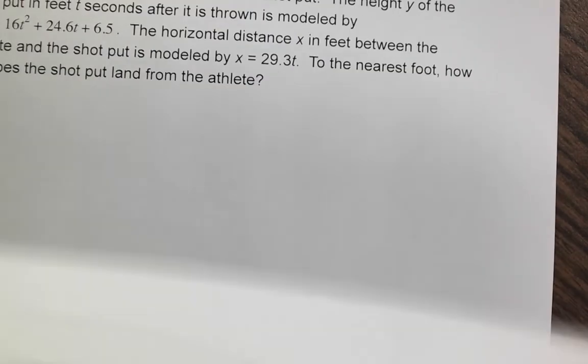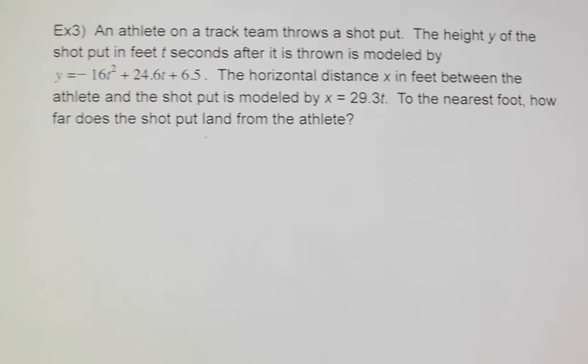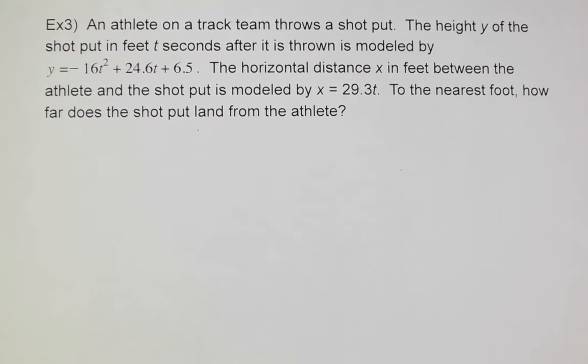Alright, last one we have the story problem. Application problem, I should say. Alright, so we have an athlete on the track team who is throwing shot put. The height y of the shot put in feet t seconds after it's thrown is modeled by this function. The horizontal distance x in feet between the athlete and the shot put is modeled by x equals 29.3 t. To the nearest foot, how far does the shot put land from the athlete?